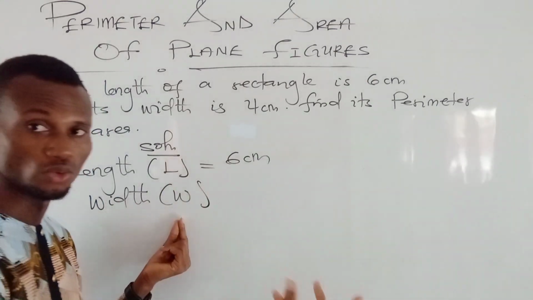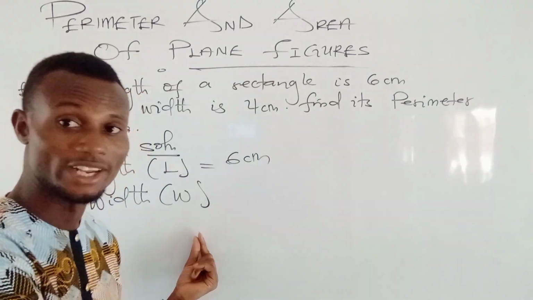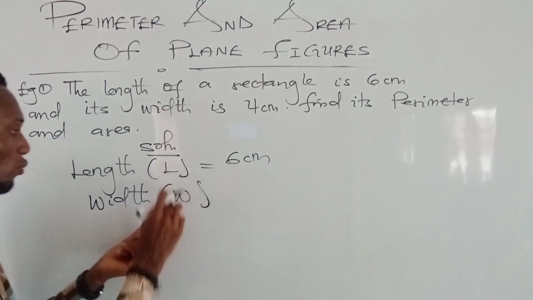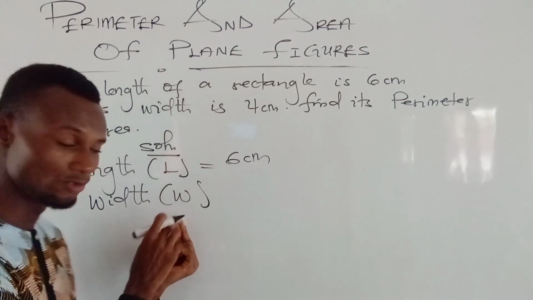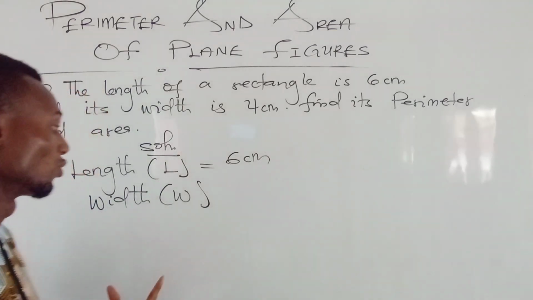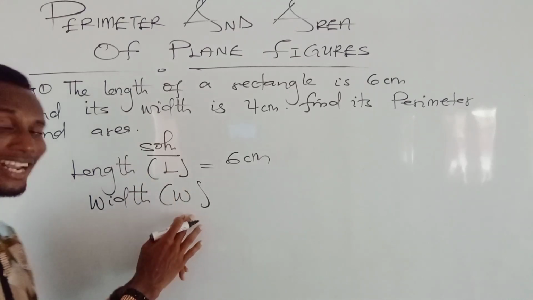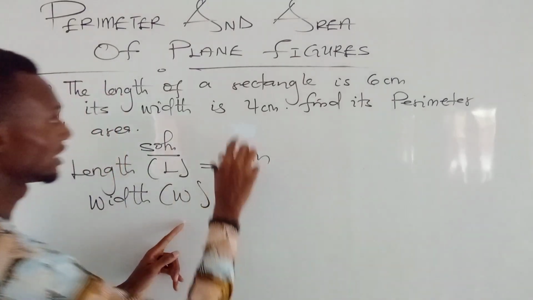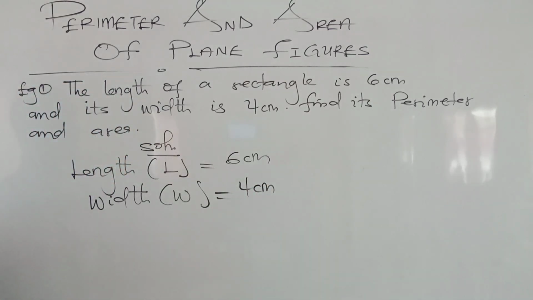Don't write only W, because writing only W can represent a lot of things. But if you write weight in bracket W, then you've defined the W that you are using. You've defined it as the weight, then it is understandable. So don't write only W there. Write the weight in full in bracket W equals, the question says it is 4 centimeters. So that is the information the question has given us.